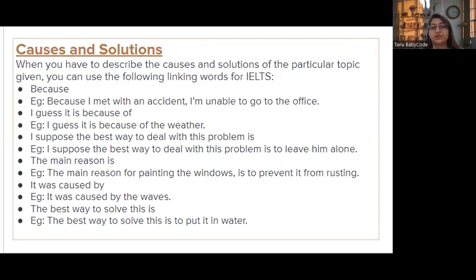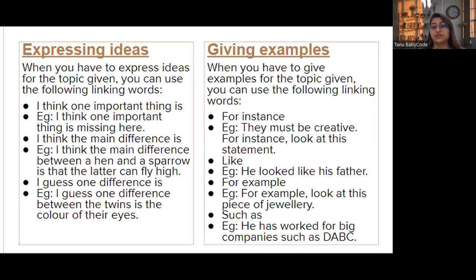Next, causes and solutions. So what are the connectors you can use when you want to describe some causes and solutions of a topic? First, because. I guess it is because of. I suppose the best way to deal with the problem is. The main reason is. It was caused by. And the best way to solve this is. So again, you are using connectors, right, for causes and solutions. You can use all these connectors in your speaking. There are different questions in Part 3 where you may have to speak about causes and solutions.